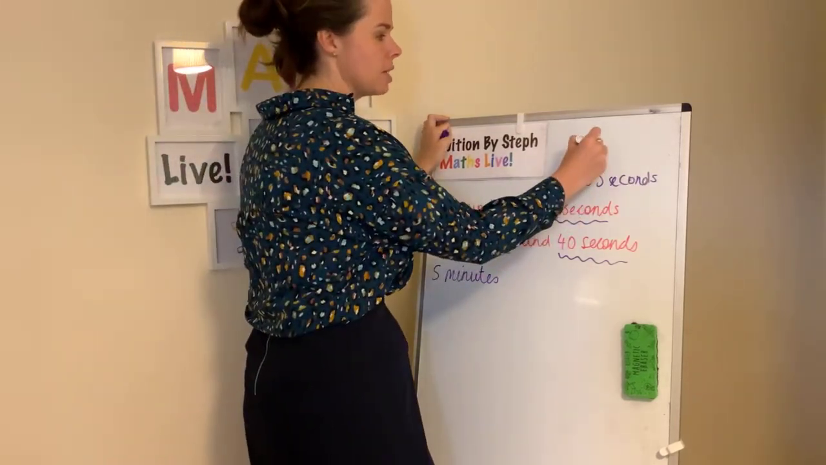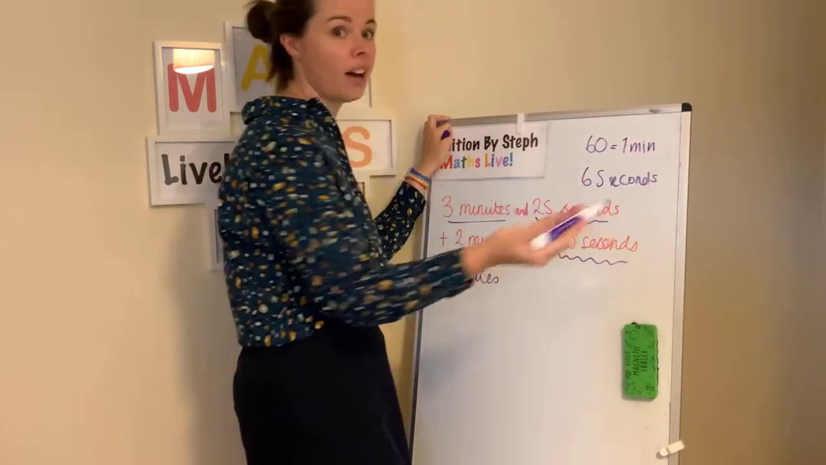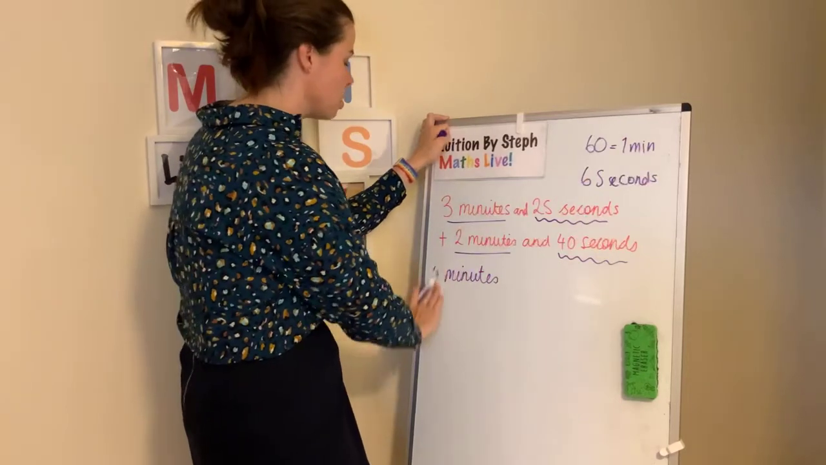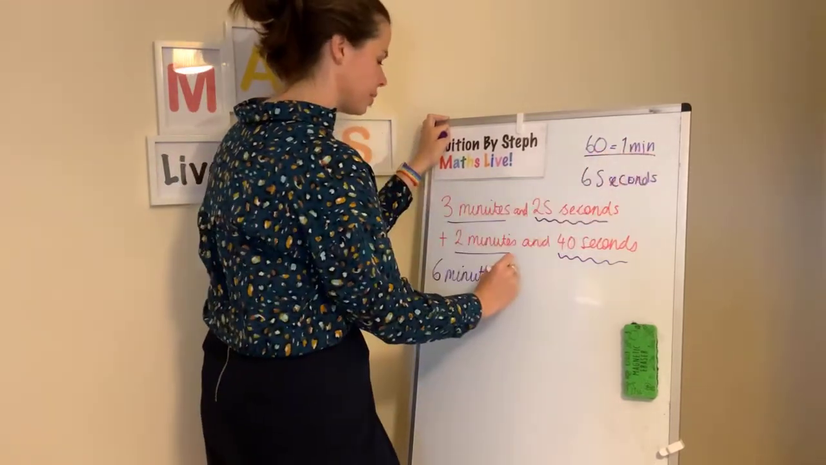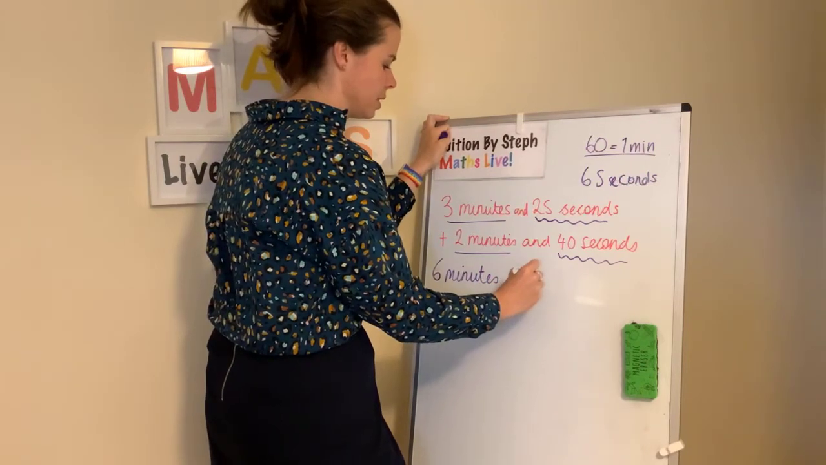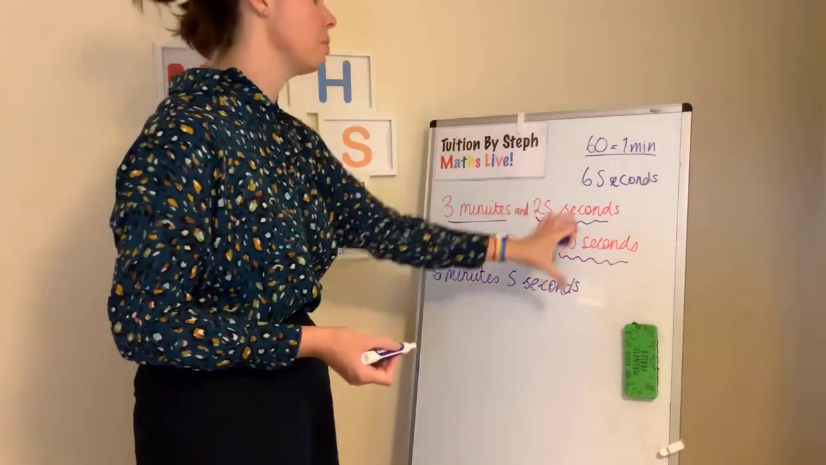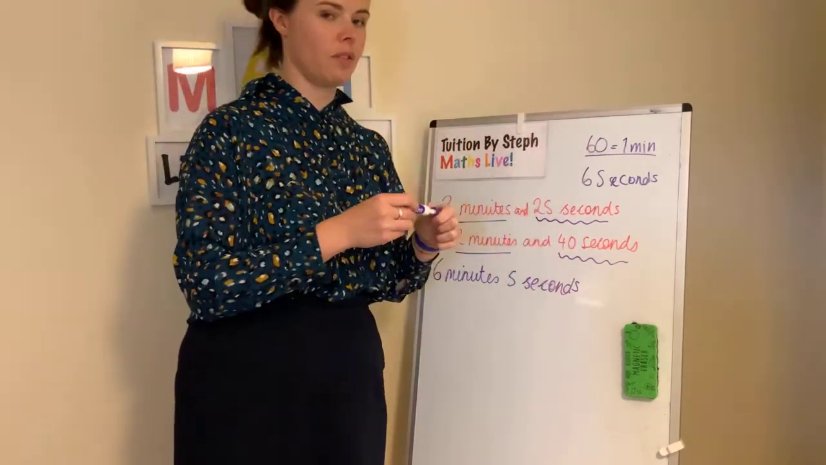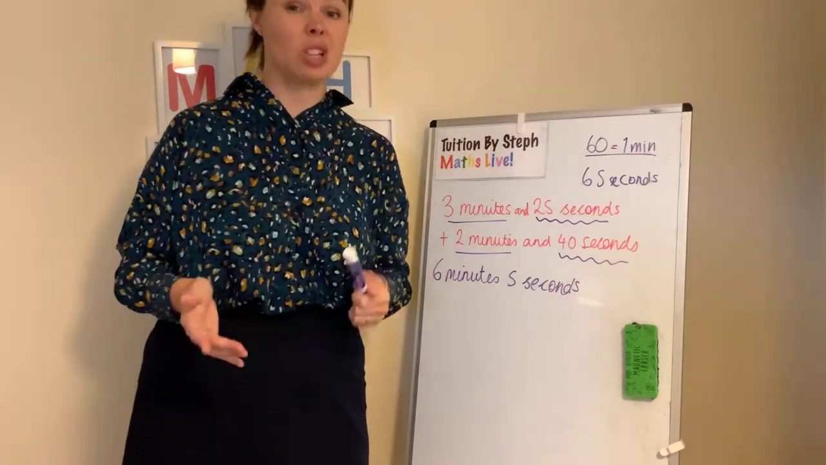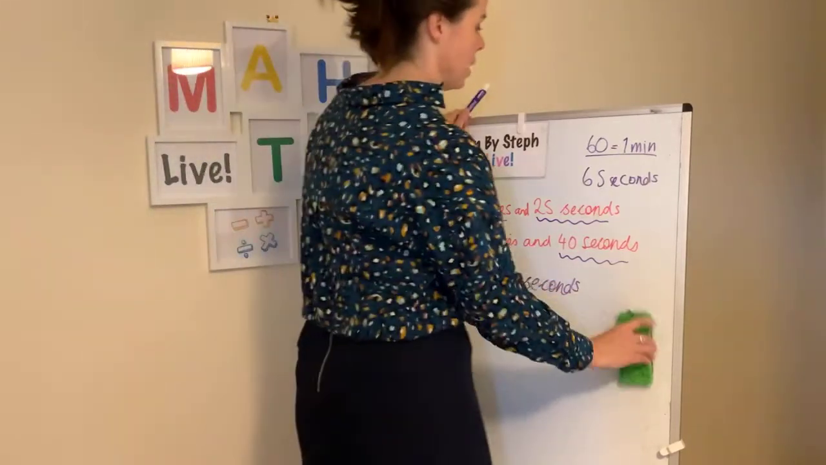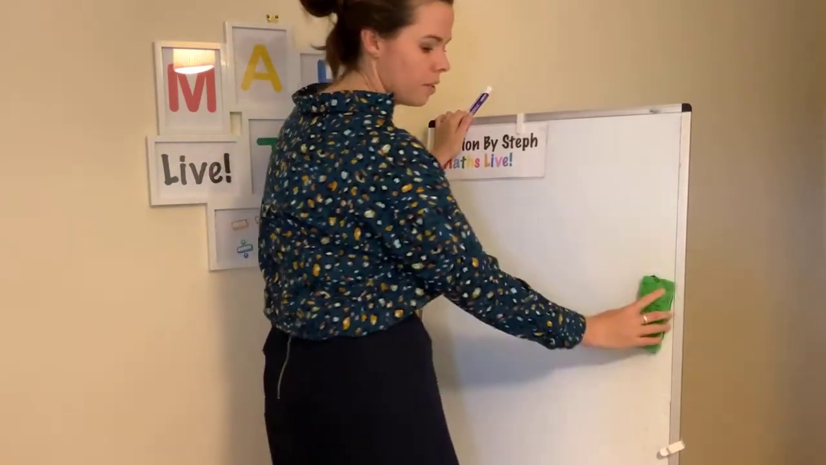How much does it take? Well, there's 60 seconds in 1 minute and it's 65, so there's 5 left over. So it's not 5 minutes, it's 6 minutes because of this, and then 5 seconds remaining. You could have done it the other way around. You could have done this bit first, realised it was 65 seconds, put 1 minute and 5 and then added the rest of the minutes on. It doesn't really matter. Okay, so this is the kind of thing that we're doing today.